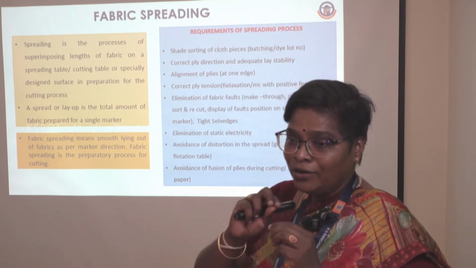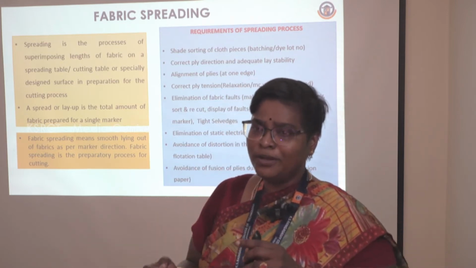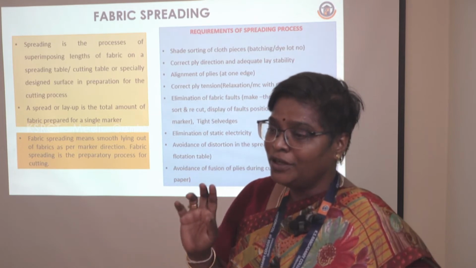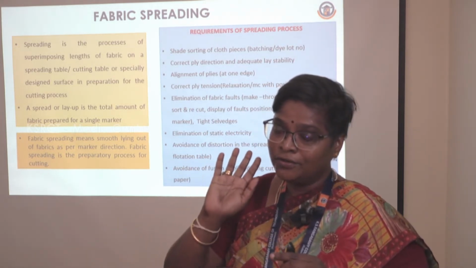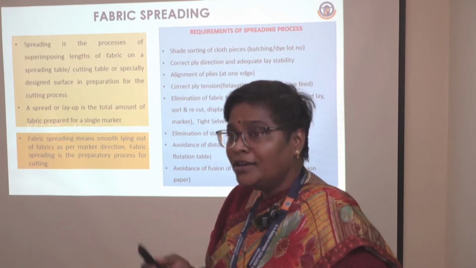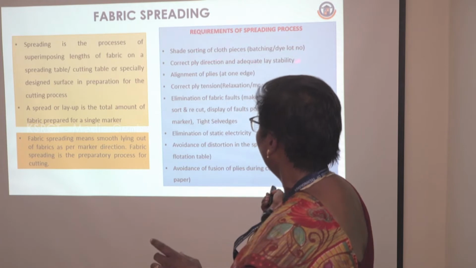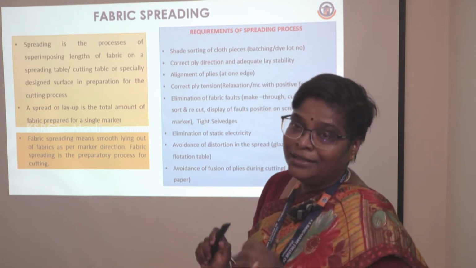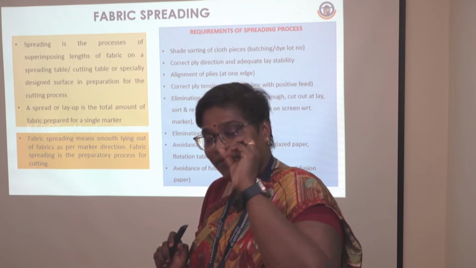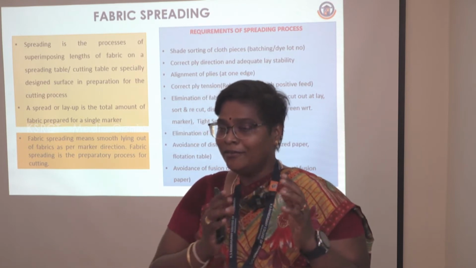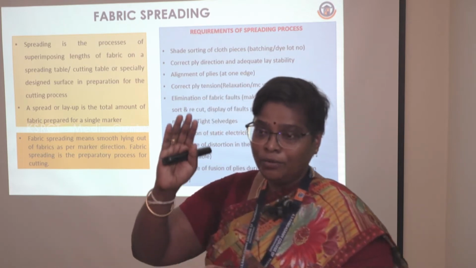So whenever you change the batch or whenever you change the solution, there is a possibility of human error, and a variation in the dissolution percentage and concentration will occur. That concentration variation will create shade variation on your fabric. For example, one portion you will get 5% shade, one portion 4% shade, one portion you will get 10% shade variation.